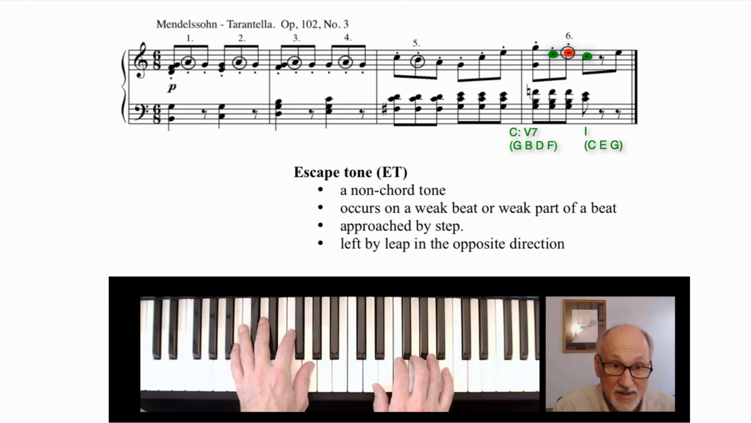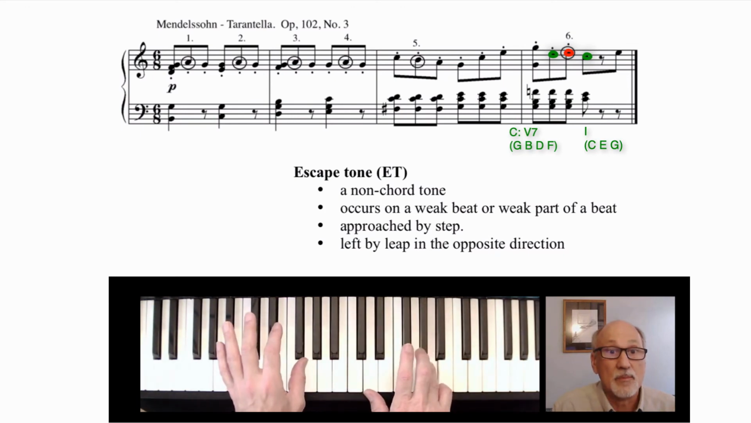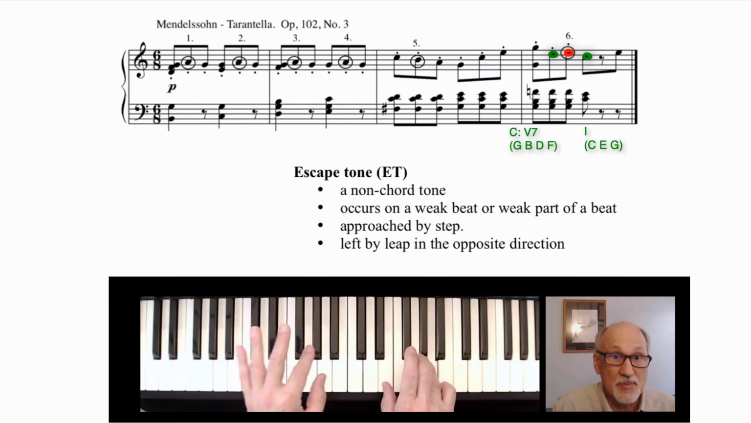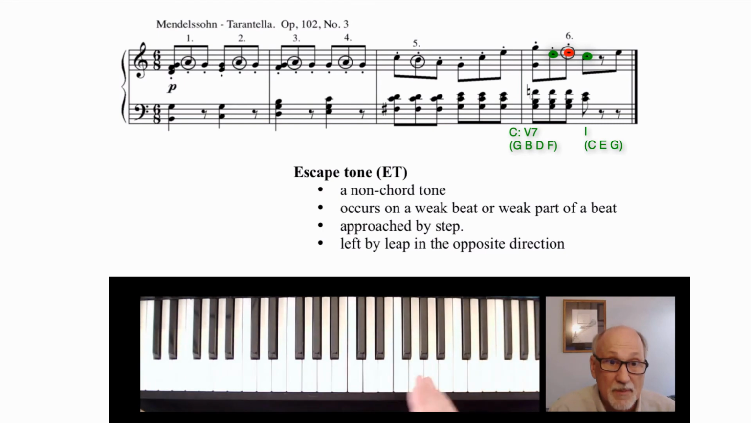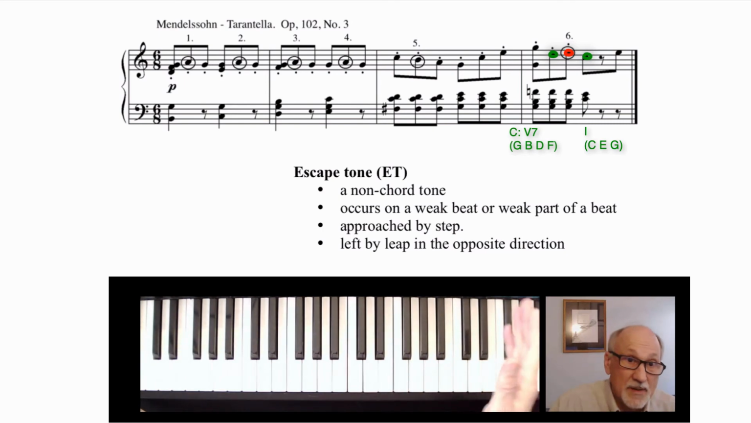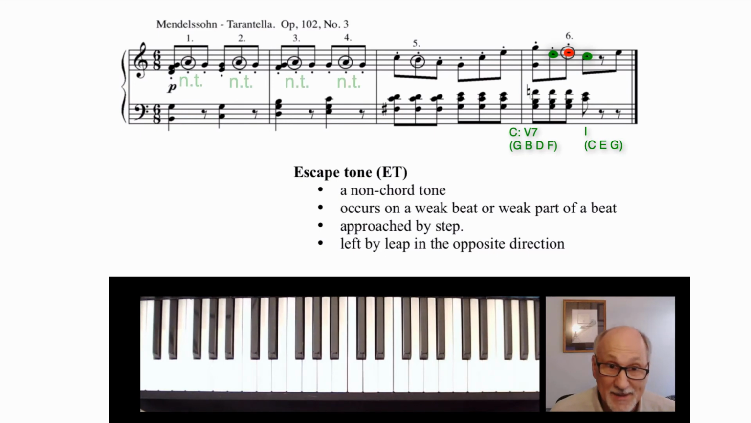You can go ahead and look at measure 1, and maybe you can see what kind of a non-chord tone that is. Do you see it? And that one as well. And measure 2. So you step into a non-chord tone, and then you step back in the opposite direction. Hopefully you call that a neighbor tone.